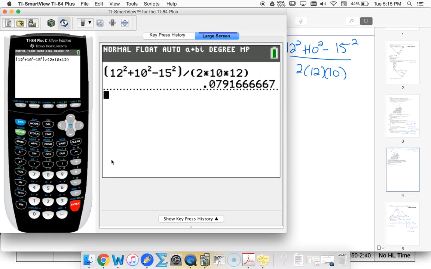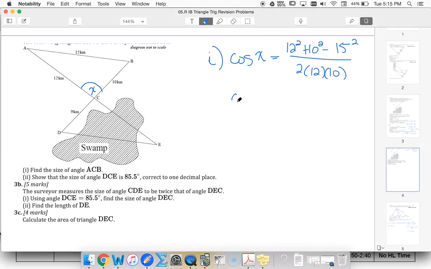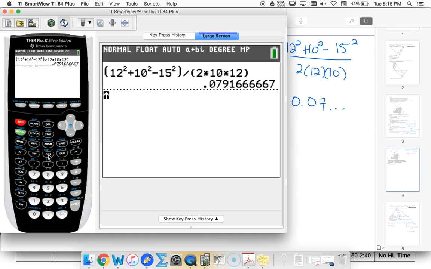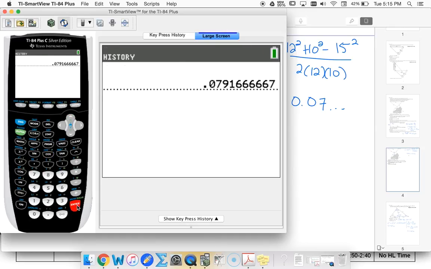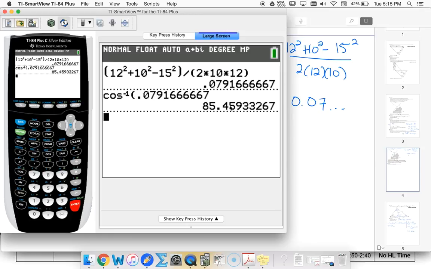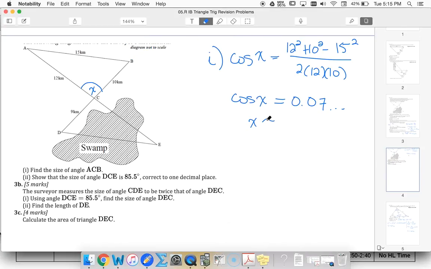All right, so remember this is my cosine value. So cos X is 0.07, whatever all that was. So X, I'm going to do the cos inverse of that. And I get about 85.5 degrees. All right, so my ACB, so we could say measure of angle ACB is about 85.5 degrees.